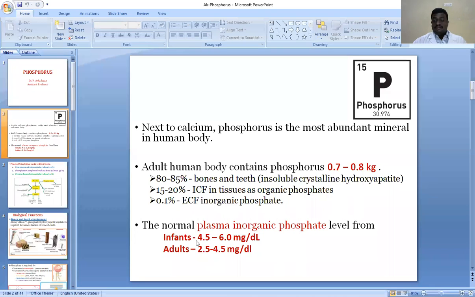Why? Because infants depend on mother's milk for phosphorus. Mother's milk contains phosphoprotein. What type of phosphoprotein does mother's milk contain? Casein. Casein is the milk protein, a phosphorus containing protein. Okay.